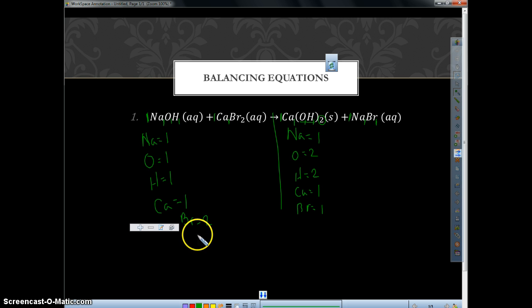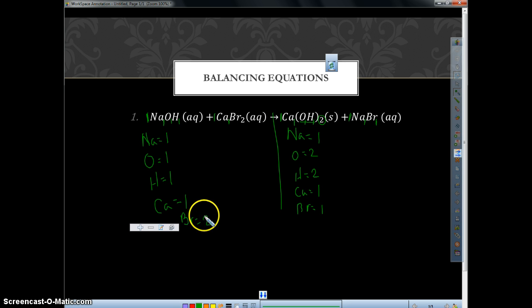The first thing you want to look for, or the first element to pick and try to balance out, will be the element that's only listed in one compound on both sides, not an element that may be in two different compounds.